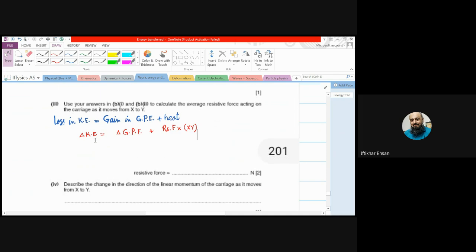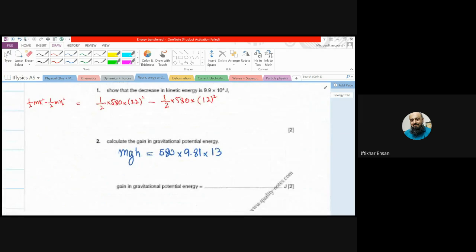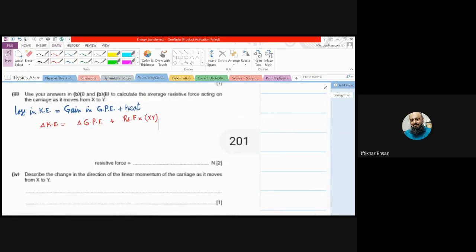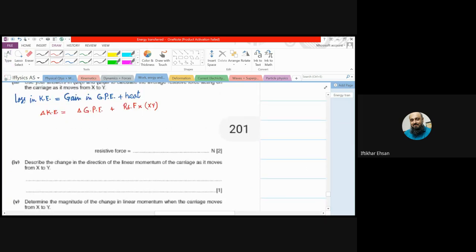The change in kinetic energy we have calculated here. The loss in kinetic energy and gain in potential energy we have found here. And the length of xy was found in the previous part, which is quarter of a circumference. So now you can find the resisting force. What do you think? Can you find it? You just have to substitute their values.